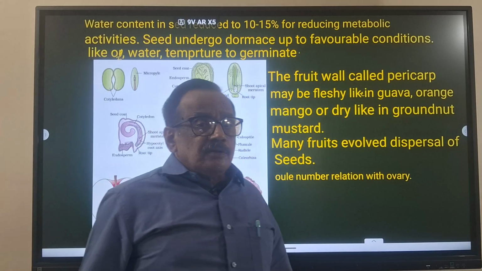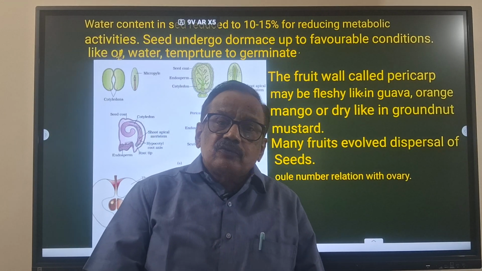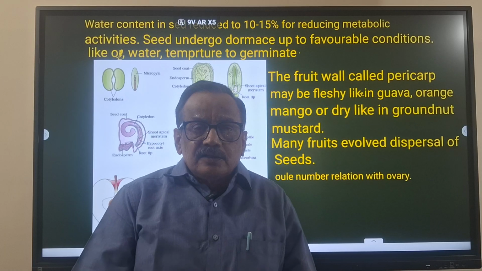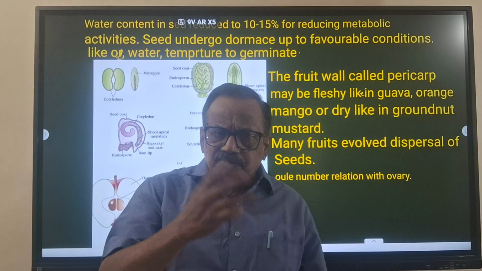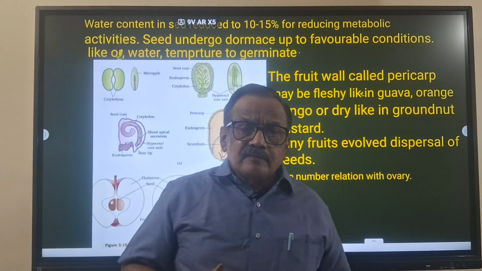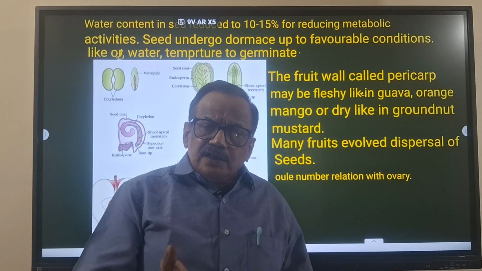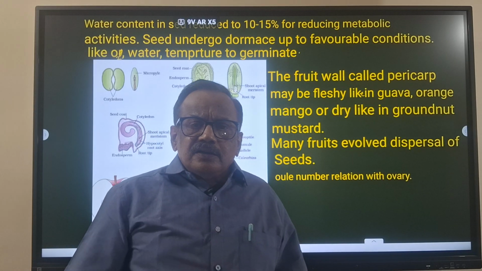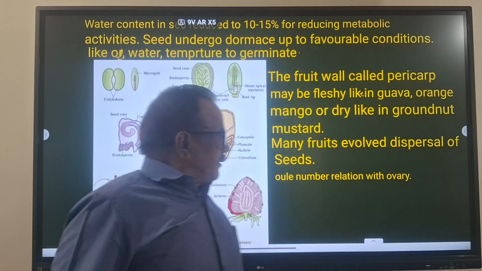Many fruits are useful for the dispersal also. Main fruit formation is dispersal. If the mango is not having the flesh, will you eat it? If guava is not having the flesh, will you eat it? So it is one type. It will give the protection. If in the dry condition, if it is fleshy condition, animals will eat and they will throw the seed somewhere.